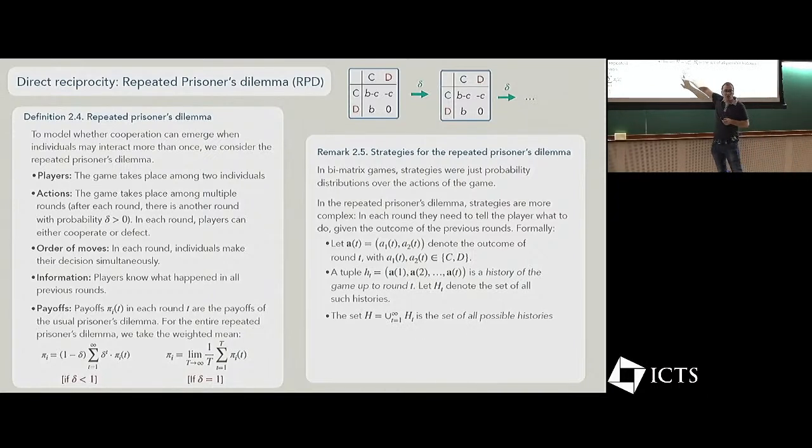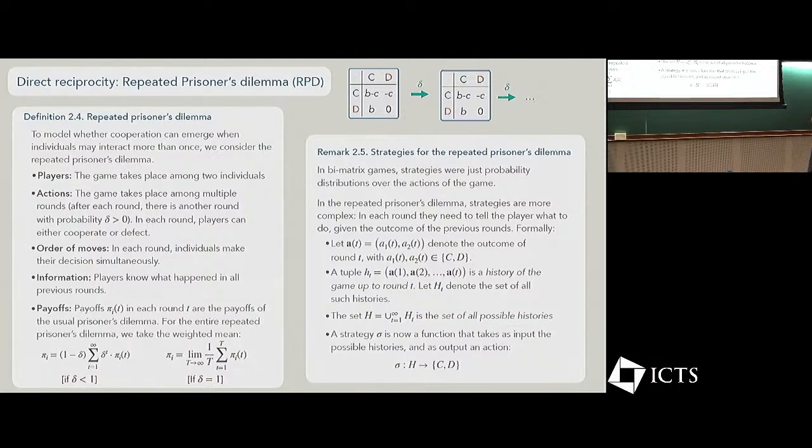Capital H is just the set of all these possible histories. Like everything that could happen up to round 1, everything that could happen up to round 2, everything that could happen up to round 3, and so on. And after all these preparations, I'm now finally able to tell you what strategies are.